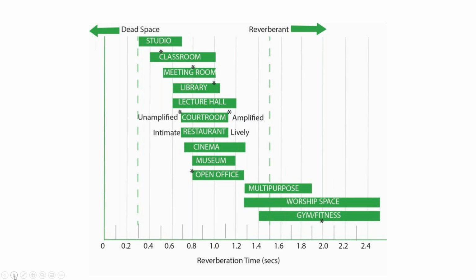If you look at this, we can see that the more important the clarity of human speech, the lower the reverberation needs to be. So you can kind of think about, okay, what is this space going to be used for? If it's going to be a studio or a classroom, the reverberation time needs to be as short as possible, and it goes from there.